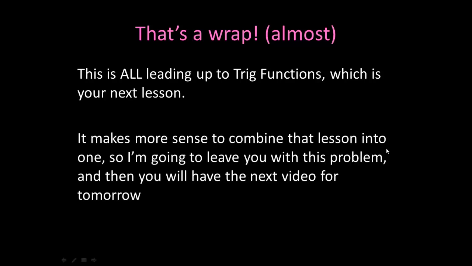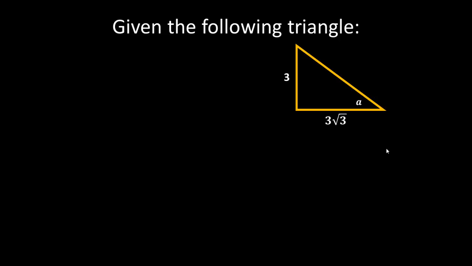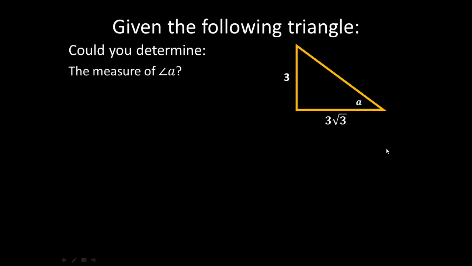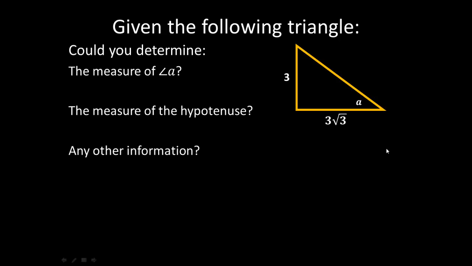Okay, it makes more sense to combine that lesson into one also, so I'm going to leave you with this problem, and then you're going to have the next video for tomorrow. So given this triangle, could you determine the measure of angle A, the measure of the hypotenuse, and what other information could you find? I want you to bring that into class tomorrow so I can take a look at it. Okay?